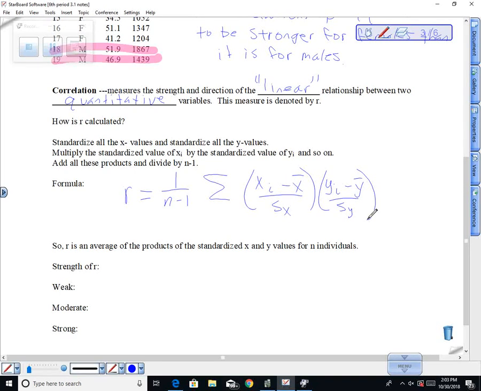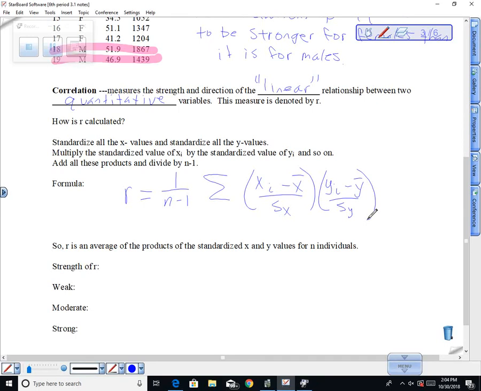So if I had list 1, I would take all the x values and standardize them. In list 2, I'd take all the y values and standardize them. And then in list 3, I would multiply each standardized x by its standardized y, find the sum of that, and then divide by the degrees of freedom, or n minus 1. Probably you'll never actually have to do that by hand, because our calculator will do that for us.